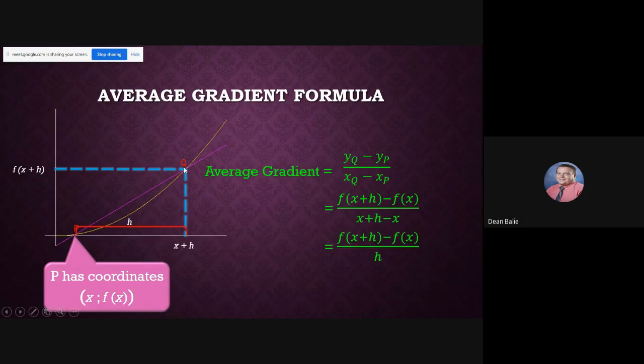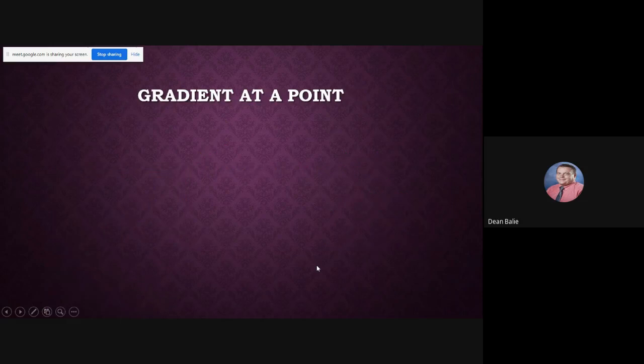Well, as Q is moving closer, the X value of Q is moving closer to the X value of P, which means my H is becoming closer and closer to being 0. And if we have a look here, that's going to present a problem. Okay, but we have a way around it. And this is where we start looking now at gradient at a point.